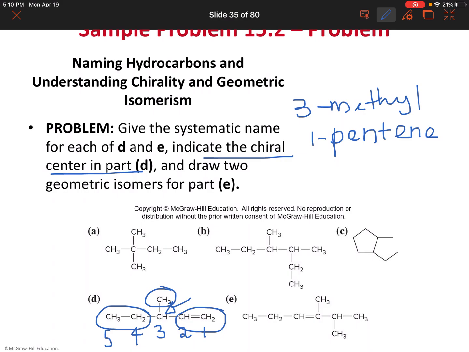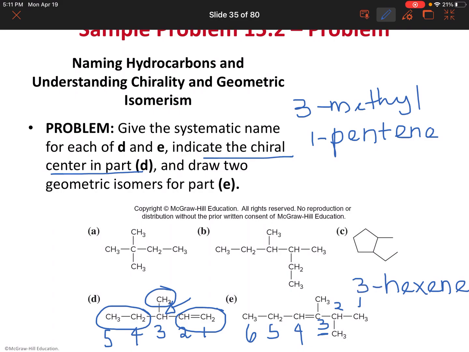And E. Let's see how to name E. Now for E, again we try to number it so that the alkene gets the lower number, as well as the branches getting a lower number. So the best side would be this side. 1, 2, 3, 4, 5, 6. So 6 carbons, hex. It's an alkene, therefore you have to say hexene. You have to specify where the double bond is, it's 3. So that would make it 3-hexene.